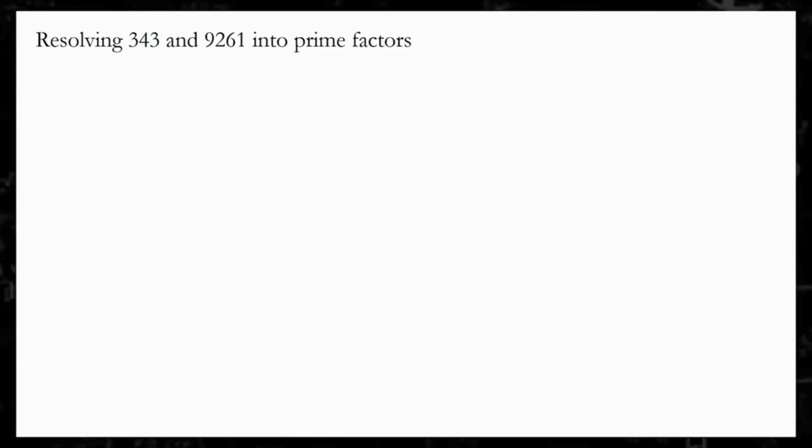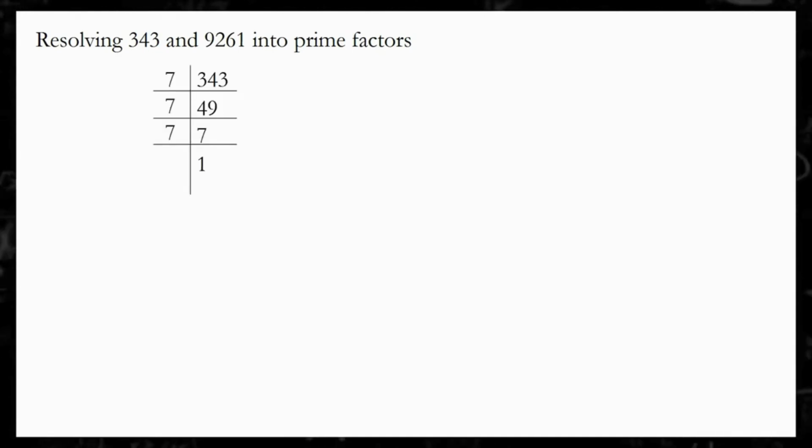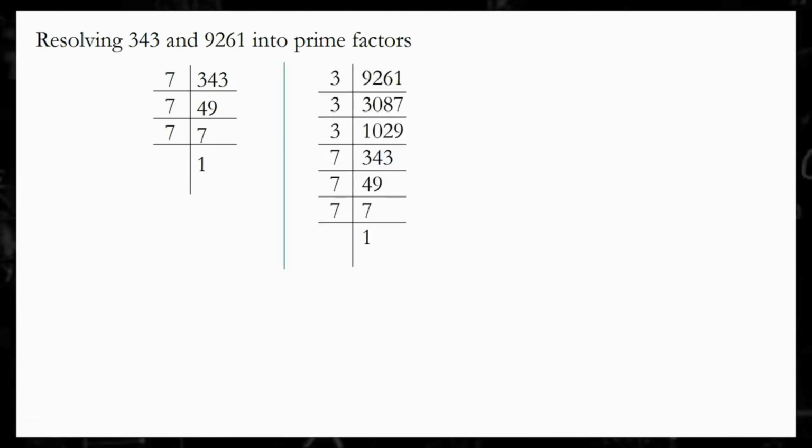Resolving 343 and 9261 into prime factors. On dividing 343 by 7, we get 49. On dividing 49 by 7, we get 7. On dividing 7 by 7, we get 1. On dividing 9261 by 3, we get 3087. On dividing 3087 by 3, we get 1029. On dividing 1029 by 3, we get 343.